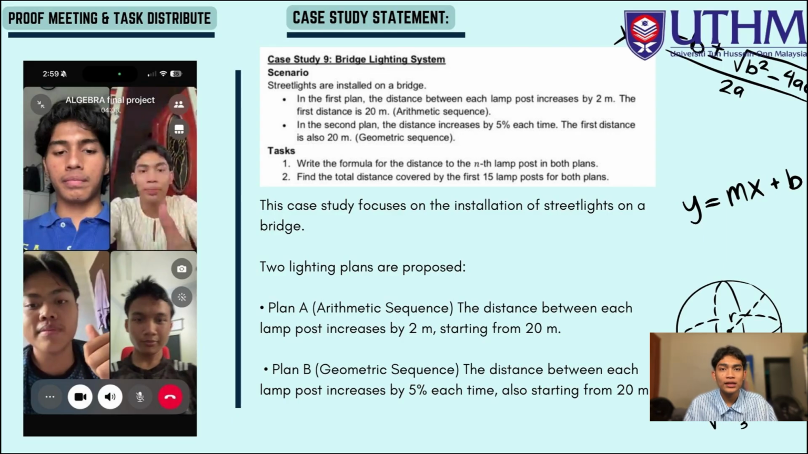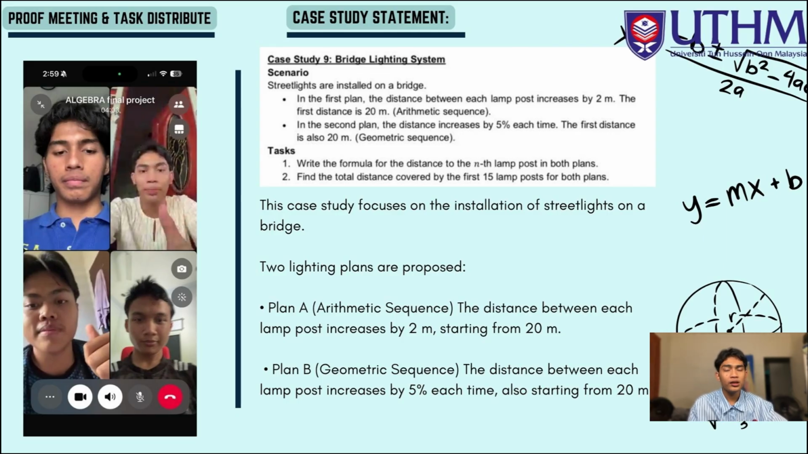And the second one is the case study statement. This case study is about installing street lights on a bridge to ensure proper lighting and safety. There are 2 different lighting plans proposed to decide the spacing between each lamp. So there's a Plan A and a Plan B.